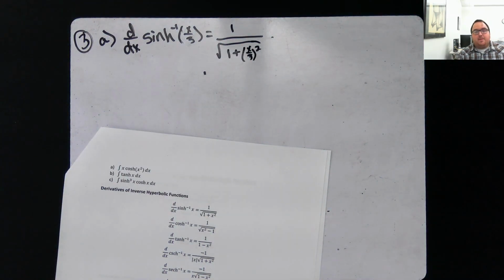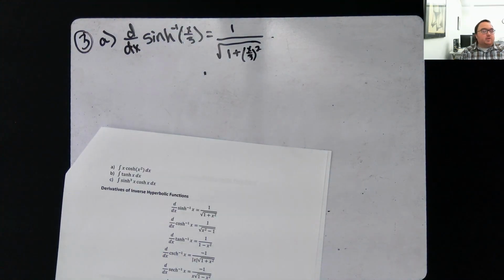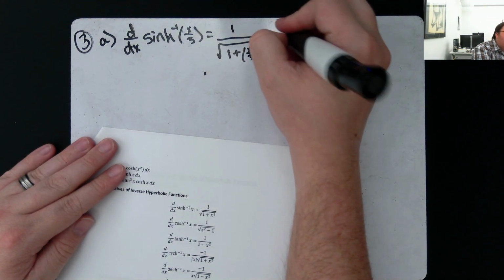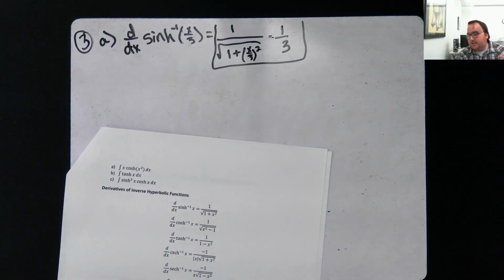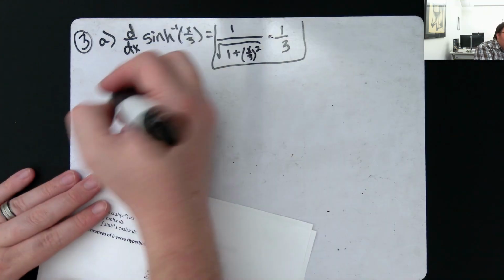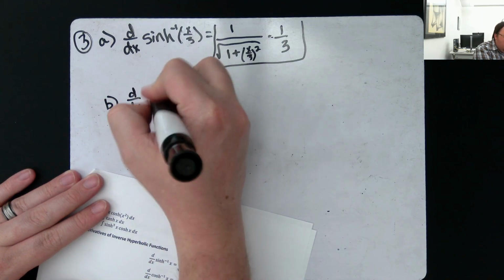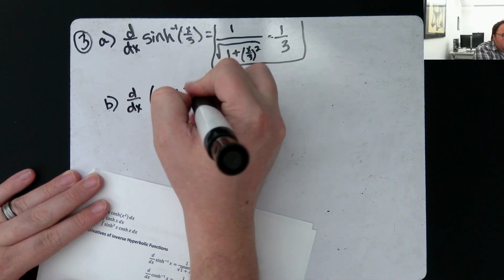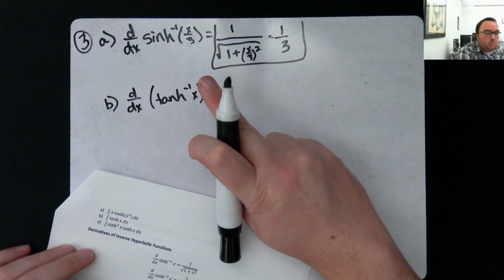But then I have to multiply that by the derivative of the inside part. The derivative of x over 3 is 1/3. So multiply that by 1/3. Again, this is just using the chain rule. Part B asks us to find the derivative of inverse hyperbolic tangent of x, that whole quantity squared. So again, I'm starting with the outermost part. The outermost part is the squared part. So I'm going to start with that.